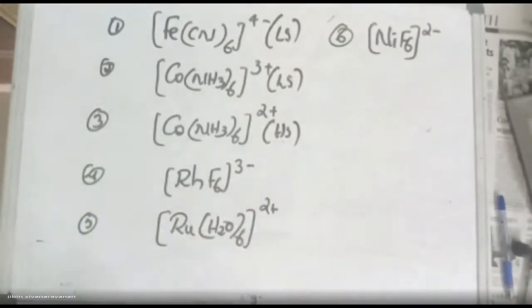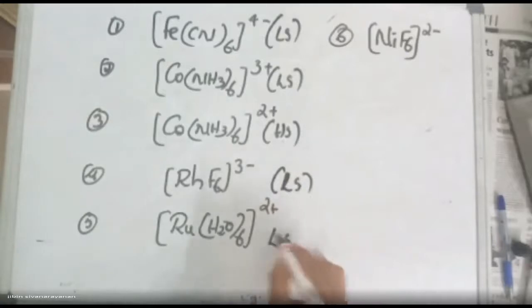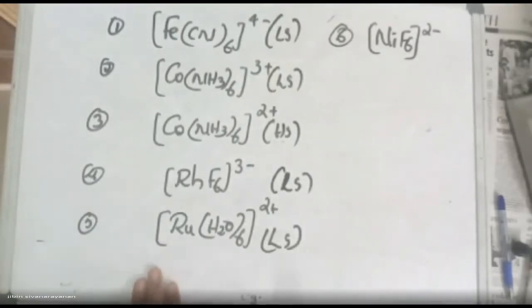You don't need to think more, because rhodium and ruthenium are third and fourth transition series, so it will also form low spin. Whatever the ligand is, you don't bother about that. It is second and third transition series, right? It is not coming in the first row. Only for the first row do you have to think about the ligand strength, whether it is strong or weak. If it is in the third and second series, you can say simply it is low spin.